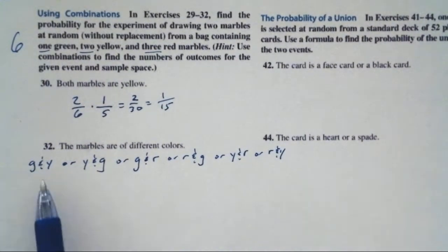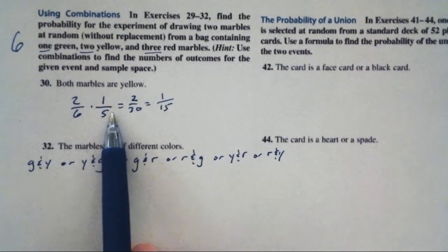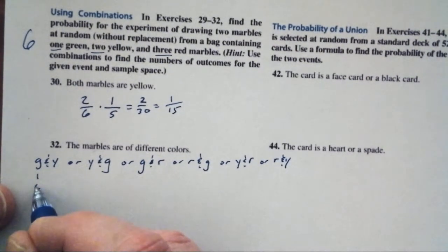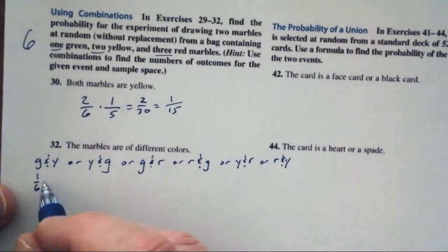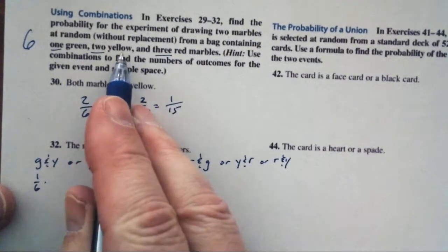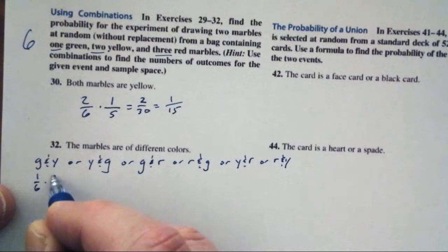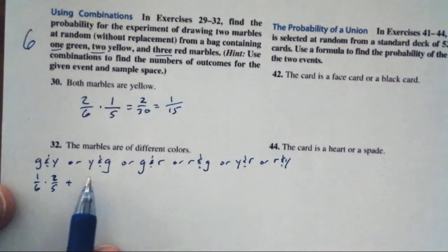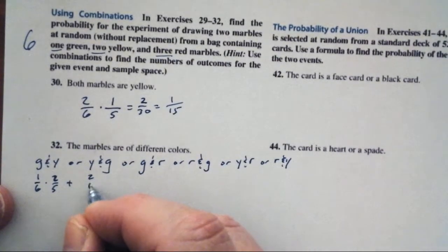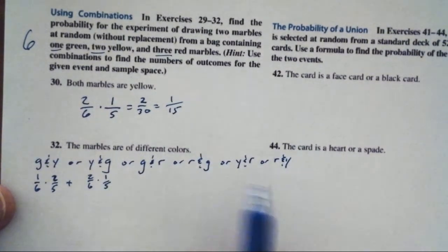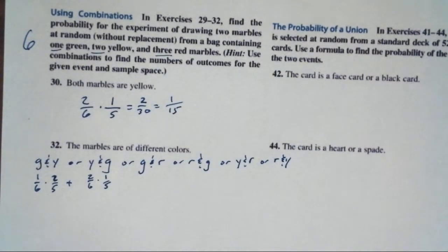Well, I could figure each one of those out just as we did with this. For instance, the first one being a green, this would be one out of six, one green. Then the second one being yellow, there's still two yellows left, but only five marbles left. And then I'd add to that. Well, what if a yellow one's first? There's two out of six, and a green one next. There's only one green, but only five marbles. And add all of those together. But the more times we say or, the more times we should consider a back door on this.